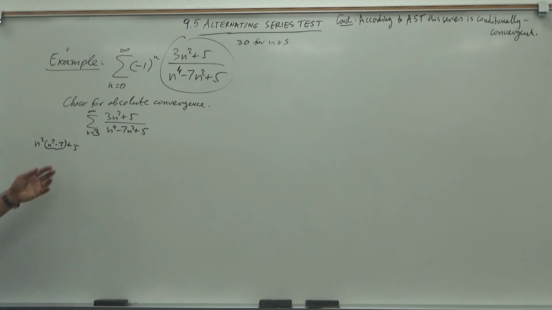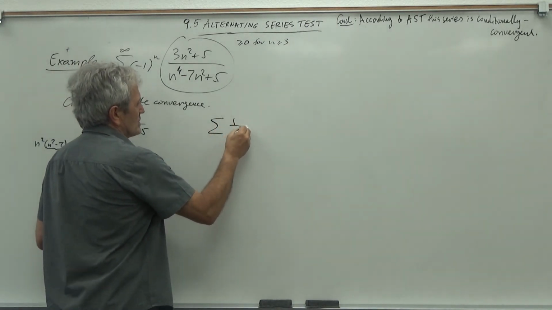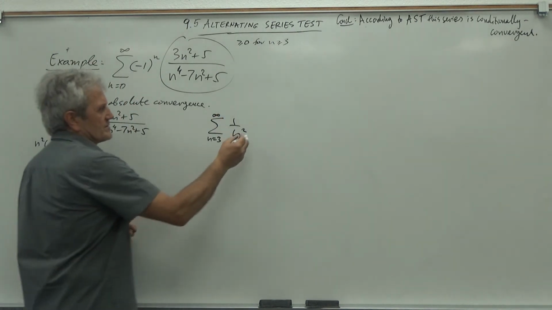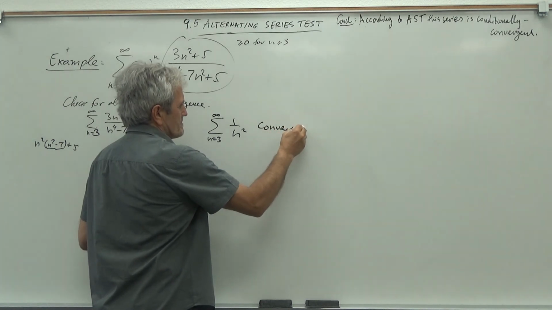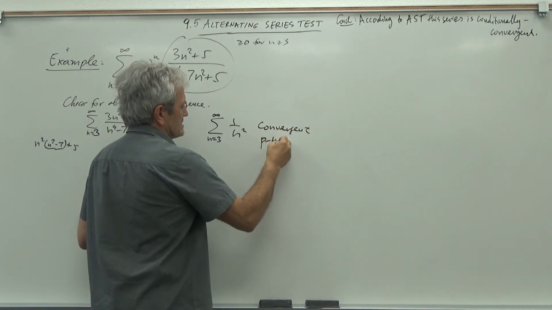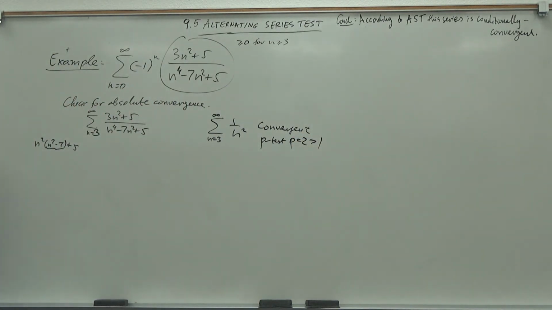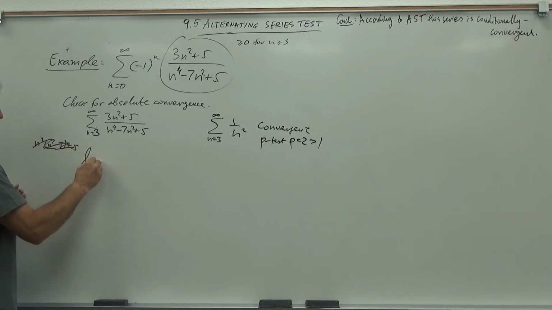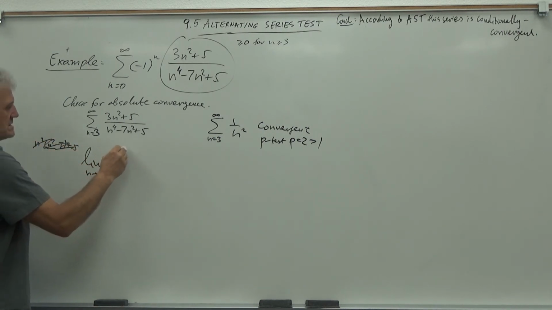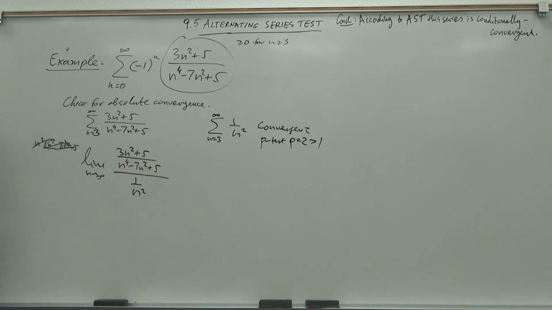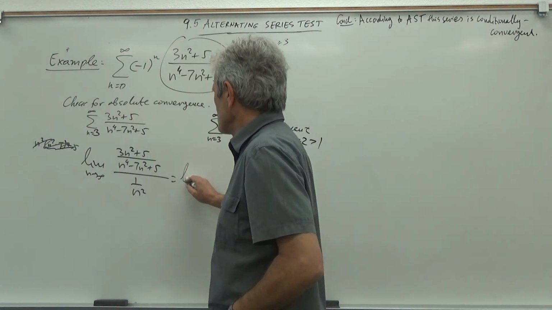Anyway, so what do I do here? I'll compare it with the sum of 1 over n squared when n goes from 3 to infinity. I know that this one is convergent, by the p-test. P equals 2 is greater than 1, so it converges. And then, let me erase this, I take a limit when n goes to infinity of (3n squared plus 5) over (n to the 4th minus 7n squared plus 5), and I divide by 1 over n squared. And what will that do? It will balance the powers or get a limit. That's all straightforward.